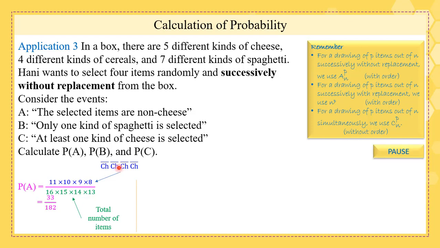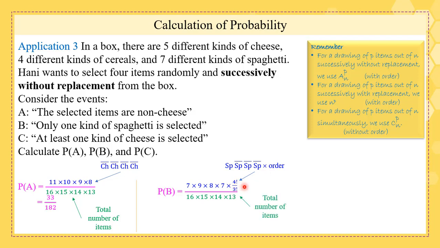Try to do P of B alone. Well, for P of B, we have only one kind of spaghetti is selected, so we need to select one spaghetti and 3 non-spaghettis, and don't forget the order here. This would be the answer.